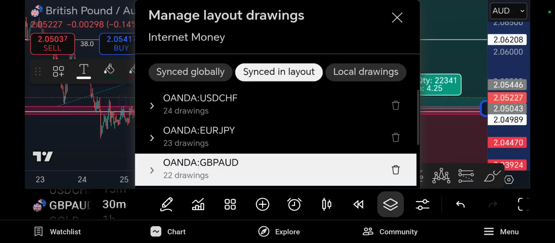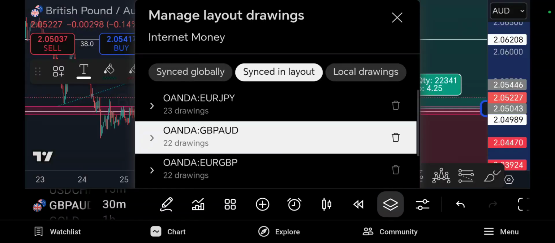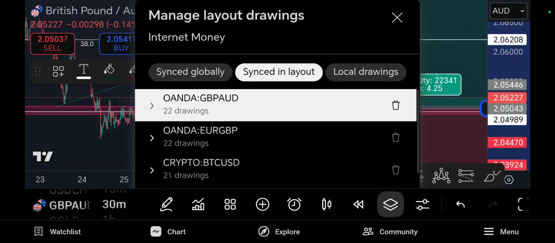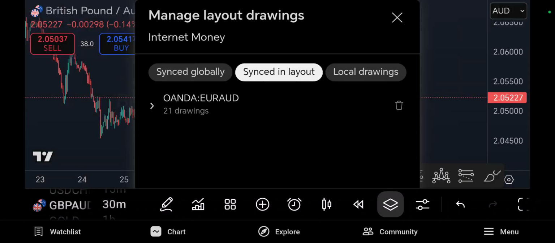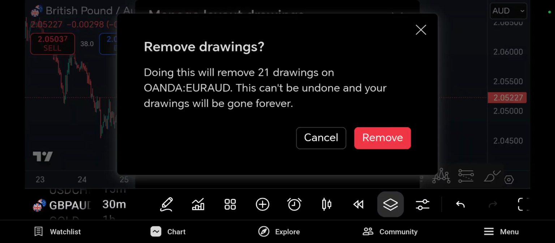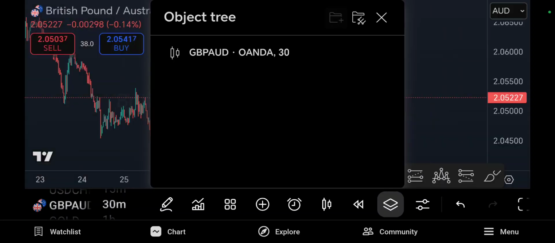Patience. It's a Sunday. We break down the market right now so that we are ready for tomorrow. Right. My charts are clean, as you can see.